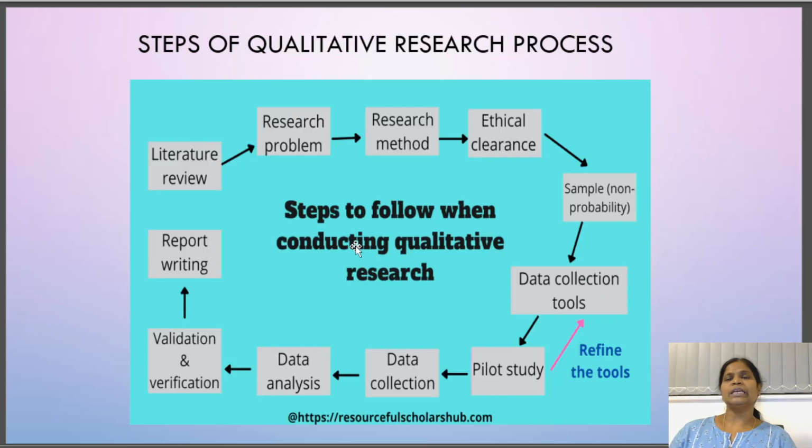Now coming to steps in qualitative research process, we are not going to go in detail. I'm not going to explain, but this qualitative research also uses the same steps as quantitative research, but only the method of collecting the data, the research design and interpretation of results, and the tools you use are a bit different. So here it starts with review of literature, research problem, then research method, ethical clearance, and the type of sampling, data collection tools. Then you conduct a pilot study, gather data, data analysis, validation and verification.